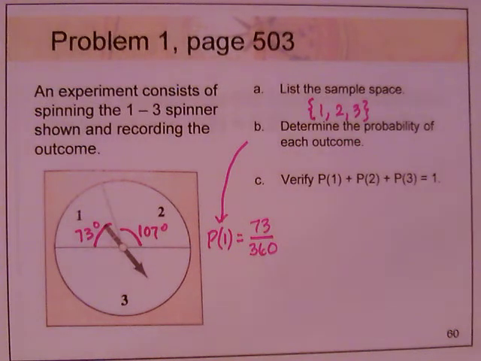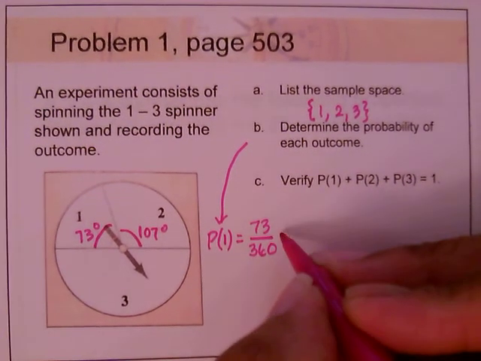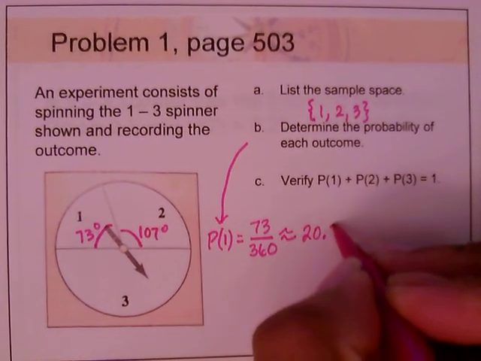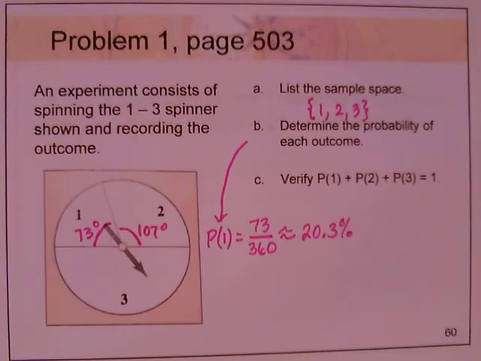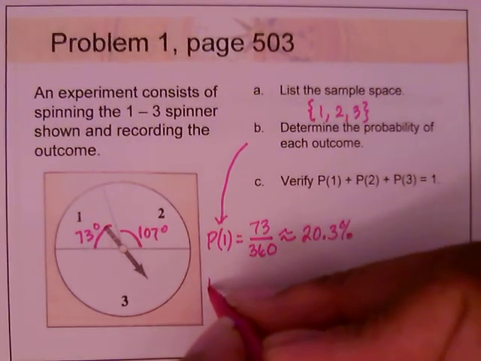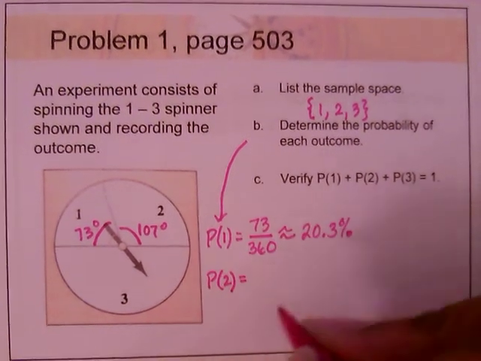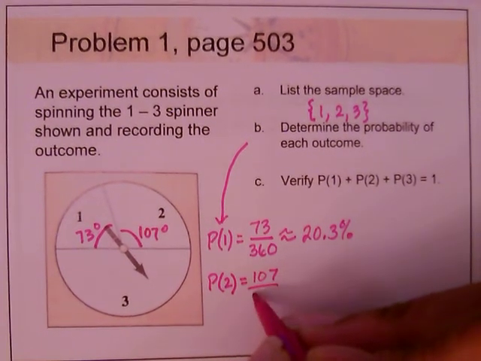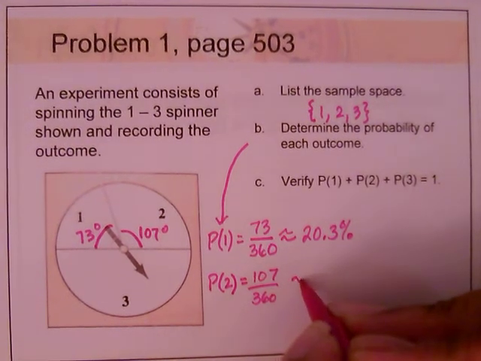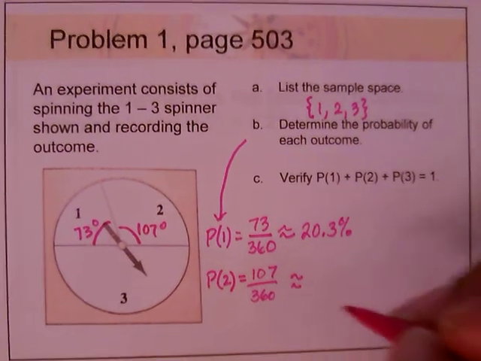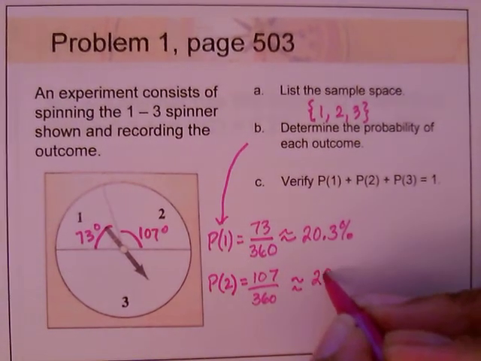Now, if you do 73 divided by 360 on the calculator and multiply it by 100, you'll get approximately, to one decimal place, 20.3 percent. And then the probability of event 2, or spinning a 2, this says 107 degrees, so it'll be 107 over 360. And in this case here, 107 divided by 360 times 100 would be 29.7 percent.